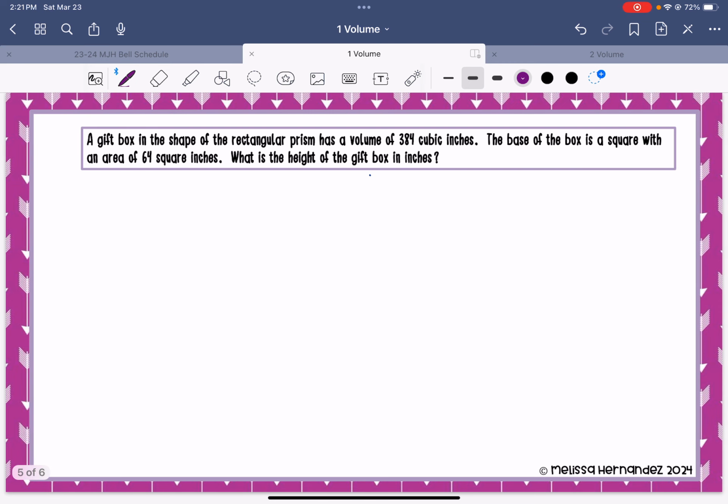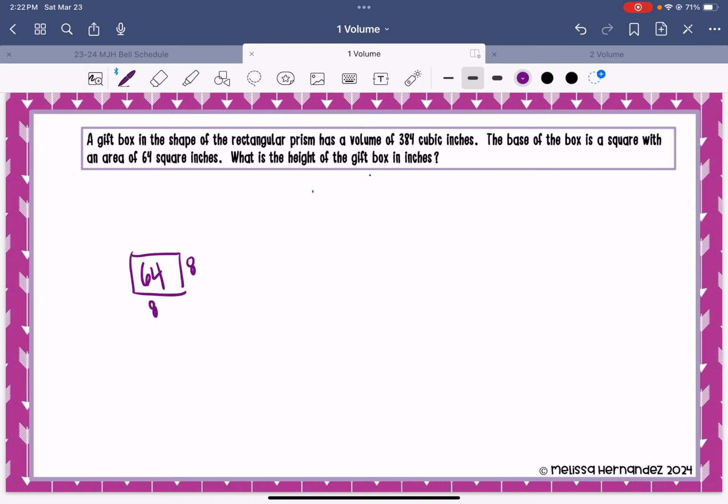This happens to be a release STAAR test question from like a couple of years ago. It says the gift box is a rectangular prism. It's the same setup. 384 cubic inches. The base of the box is a square with the area of 64 square inches. What's the height of the gift box? So it tells us the square is your base, and it's 64 square inches. Because it's a square, we know all four sides are the same. And so actually each side is 8. It's not asking you for it, but just kind of refresh your memory.